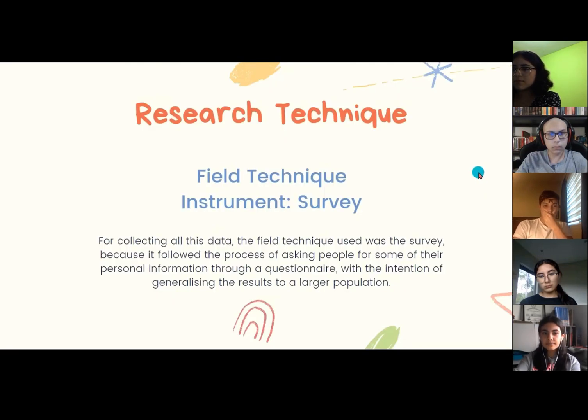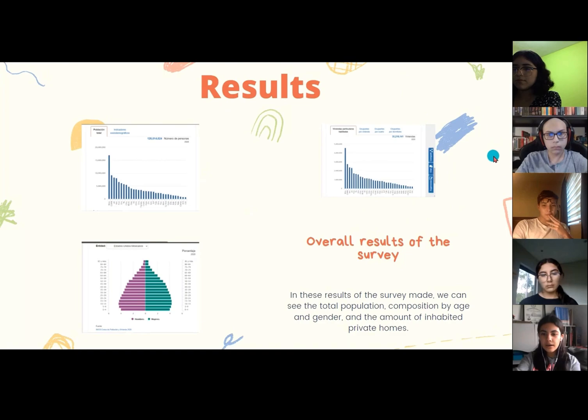The research technique was the field technique, and the instrument used was the survey. For collecting all this data, the field technique used was the survey because it followed the process of asking people for some of their personal information through a questionnaire, with the intention of generalizing the results to a larger population. The results here show the total population, the different genders, and also the people that have a home.